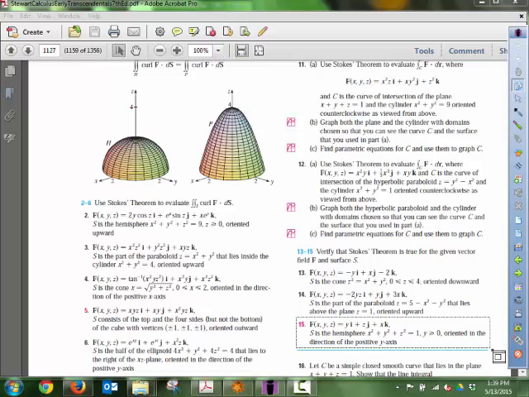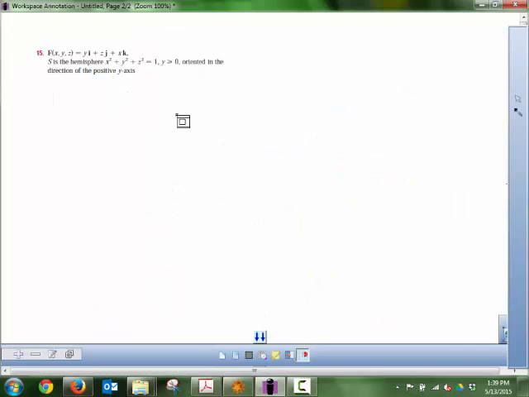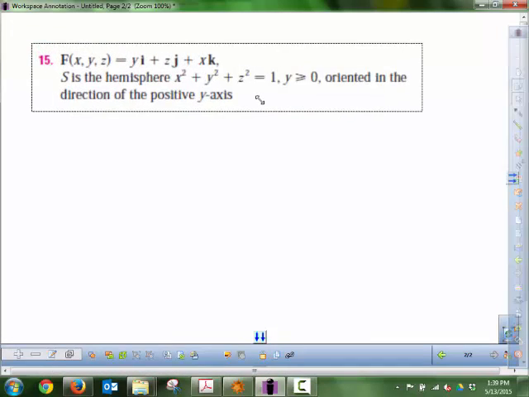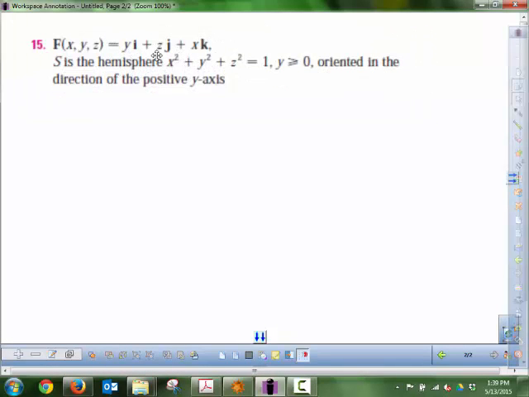So I'll pick a problem from the book. We have a vector field, y, comma, z, comma, x, and your surface is the hemisphere with y bigger than 0, and then they give the orientation positive y-axis. So according to Stokes theorem, there's two sides to this, and we want to verify Stokes theorem. So we want to check both sides to see if it's true.